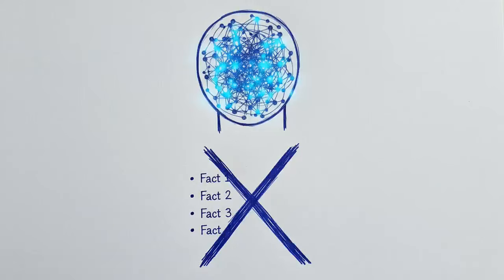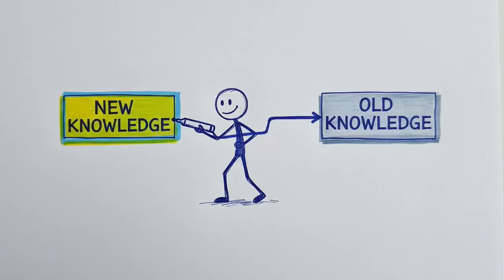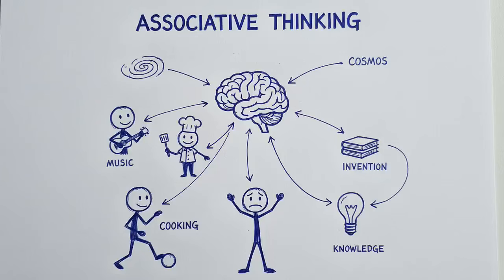Your brain is a web of interconnected neurons, so it does not store information in a neat list. The more connections a piece of information has, the stronger its memory, and the easier it is to retrieve. The secret to linking is to deliberately connect what you are learning to what you already know. This is called associative thinking.